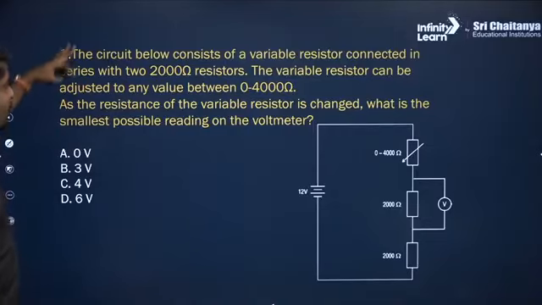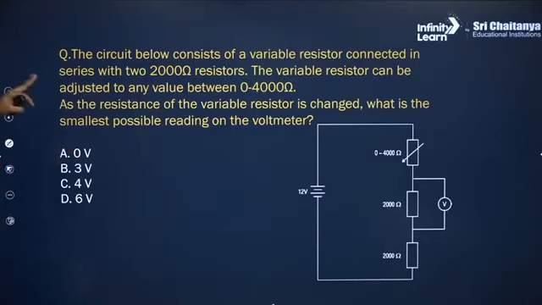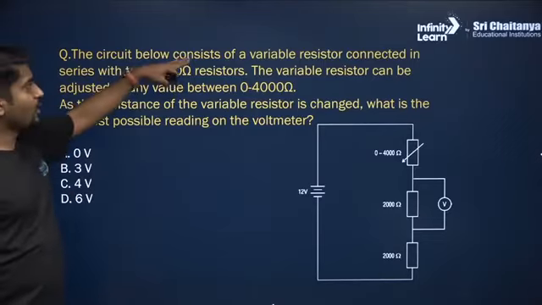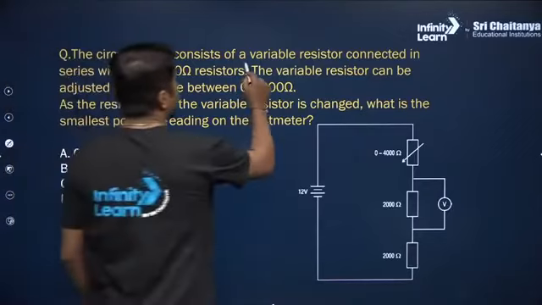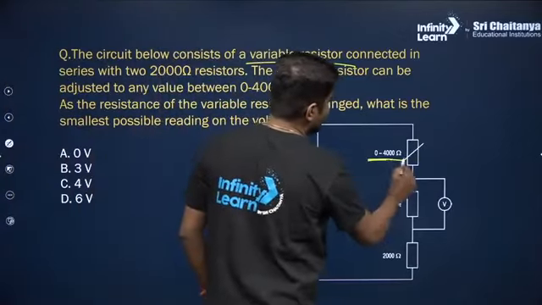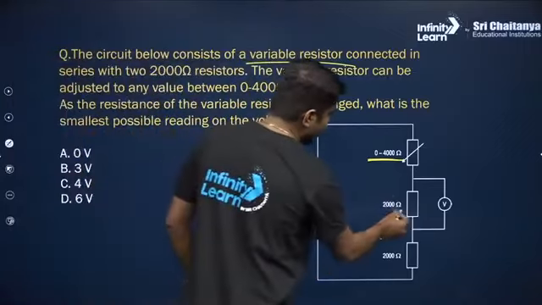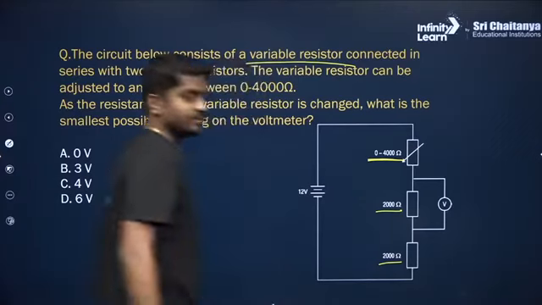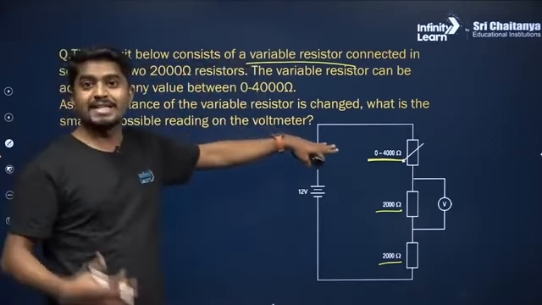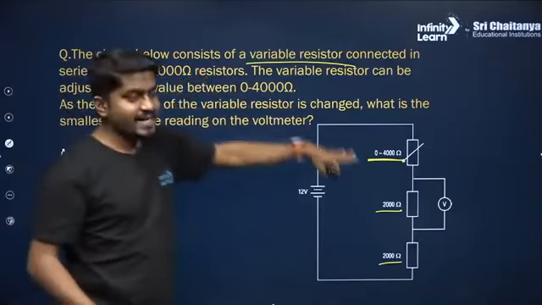Now this is an objective type question, so there are options. I'll read the question. The circuit below consists of a variable resistor. For example this one is a variable resistor. The other two, their resistance value is fixed. Only the first one is variable. Now they are all connected in series.